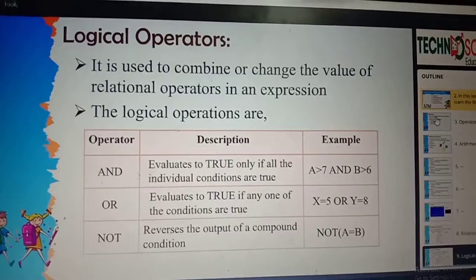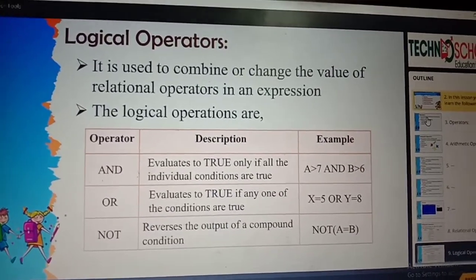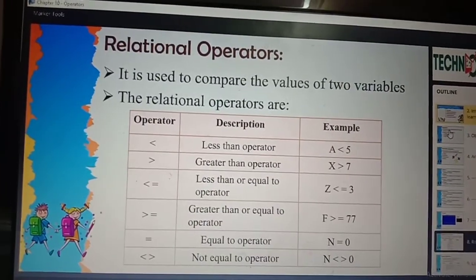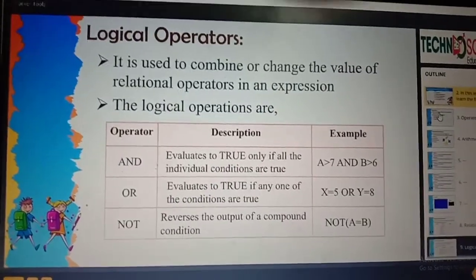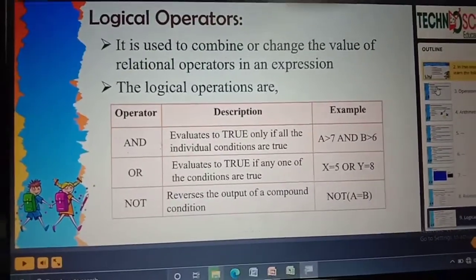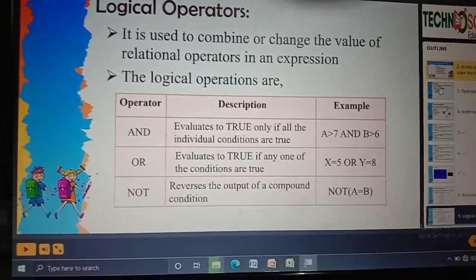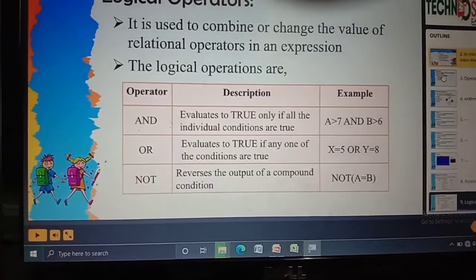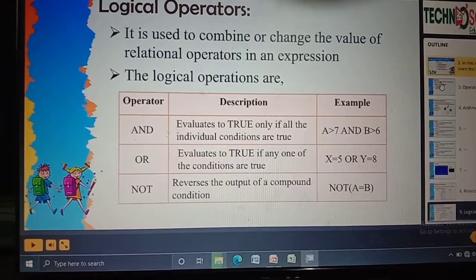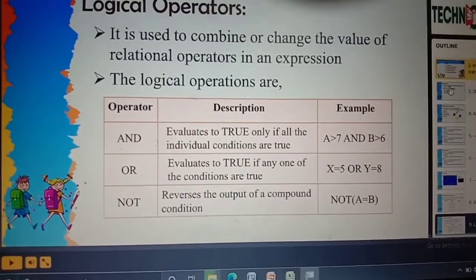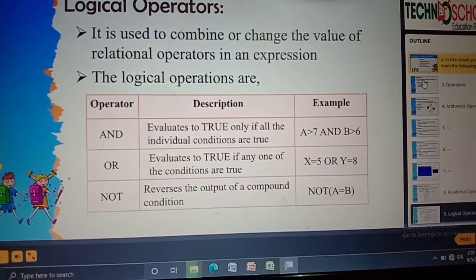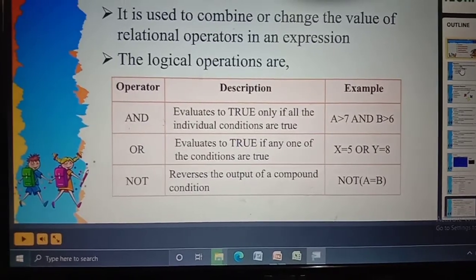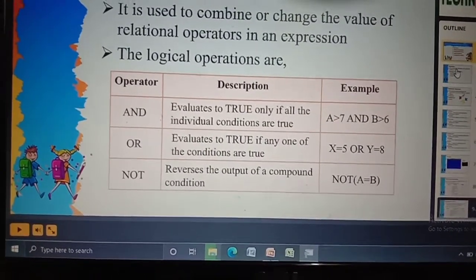Okay. Next is the logical operator. It is used to combine or change the value of a relational operator. Relational means what we said? Comparison. Here we have 3 operators: and, or, not. The And operator evaluates to true only if all individual conditions are true. Just think that A is greater than 7 and B is greater than 6. If all individual conditions are true, it evaluates, that means it executes.